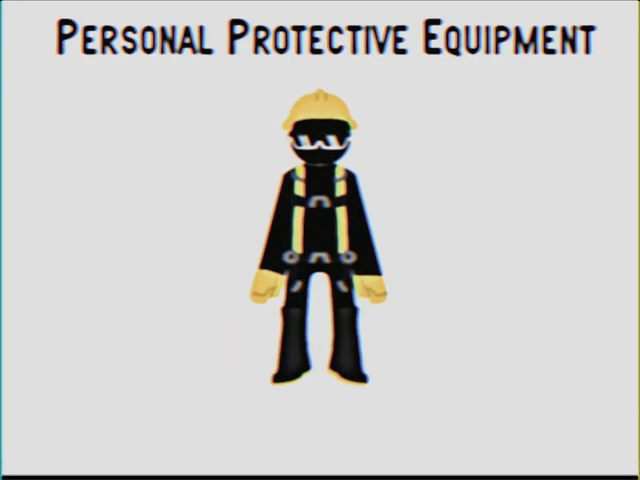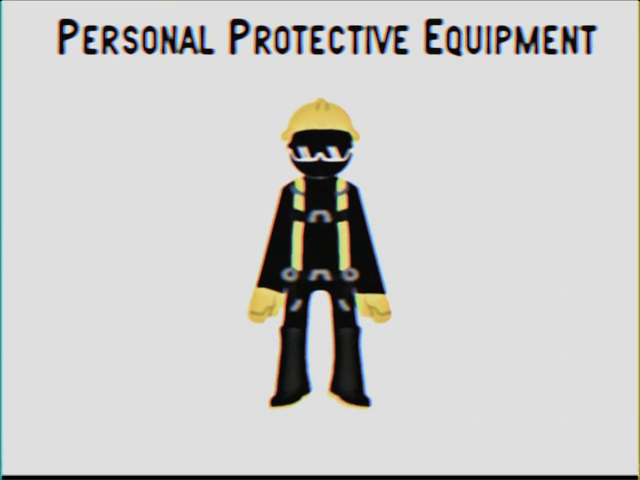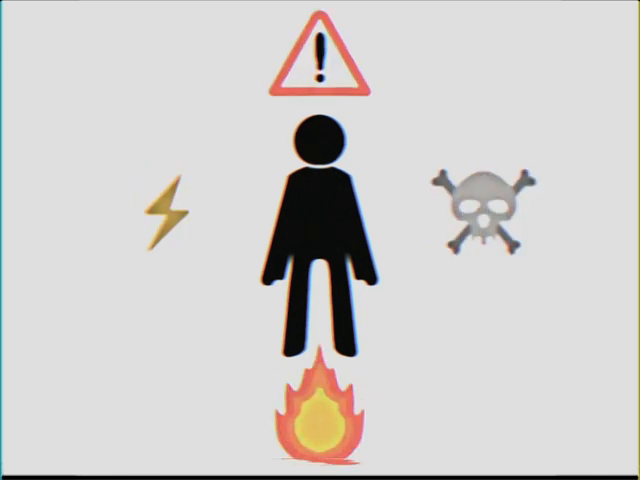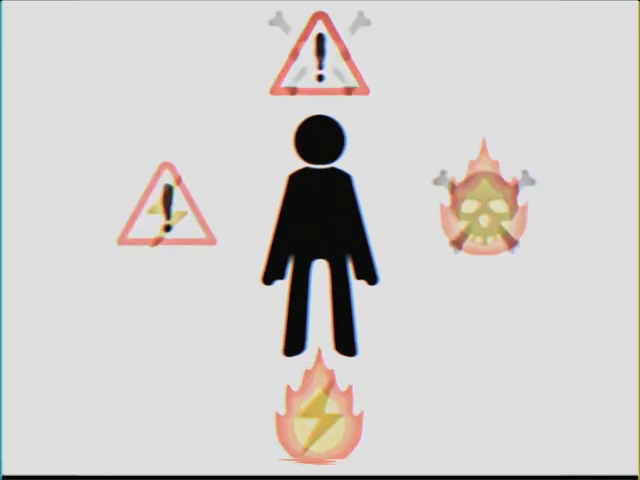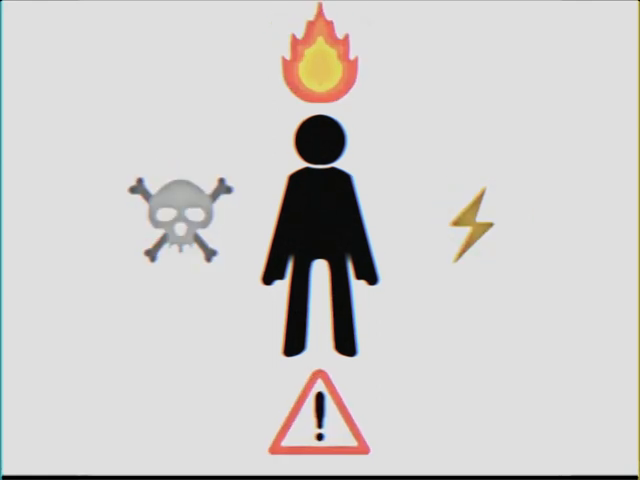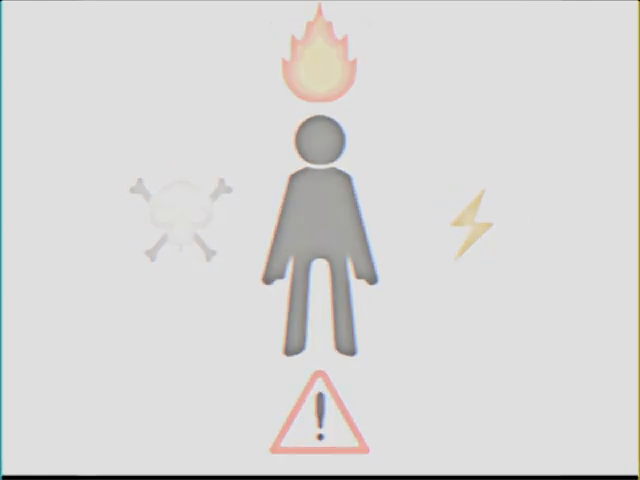The next module in this program is personal protective equipment. Use of personal protective equipment will reduce exposure to hazards when engineering and administrative controls are not feasible or effective. Here is a list of mandatory personal protective equipment that every employee must wear for the entirety of their shift.